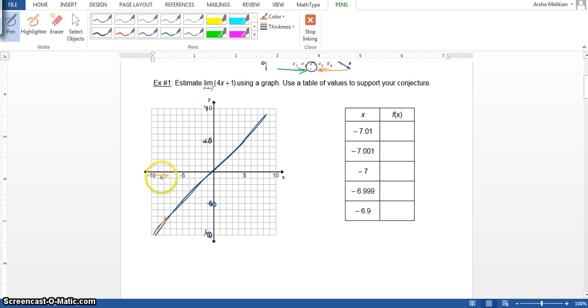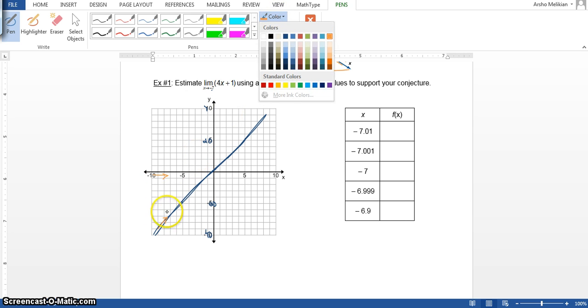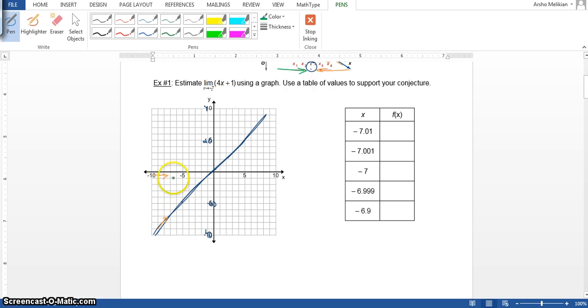So we have to look at it from the left. From the left, it looks like it's approaching negative 24 if you've drawn the graph accurately. And now you have to look at it from the other side as well, and it looks like it's approaching negative 24 from that end as well. So it looks like my answer will be negative 24. I say the limit of 4x plus 1 as x approaches negative 7 is equal to negative 24.